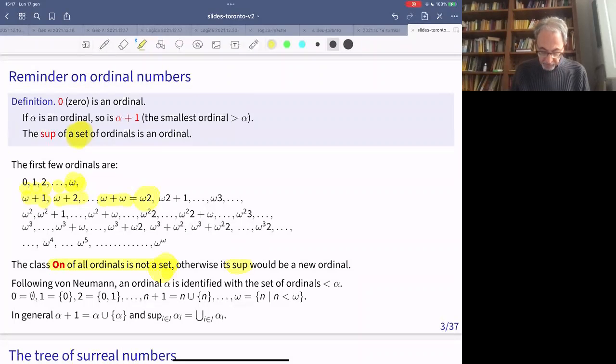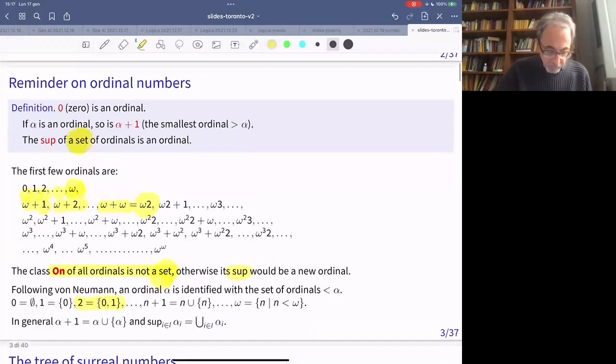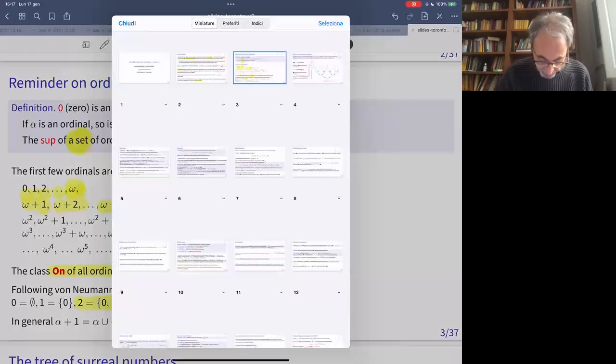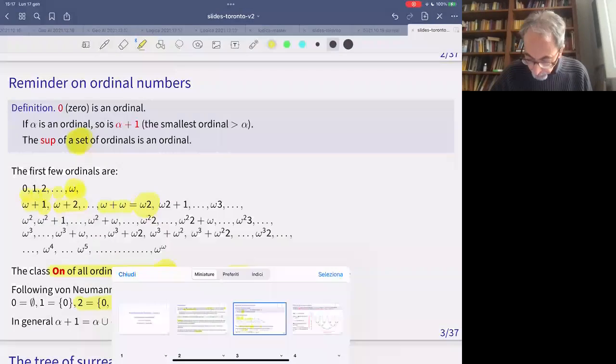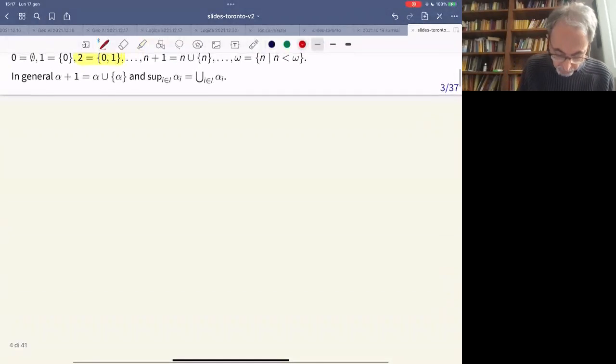You can represent ordinal numbers inside set theory by identifying every ordinal with the set of its predecessors. For instance, 2 is just {0, 1}, but this is not really needed. I mean, you need to know what ordinal numbers are. Now, the surreal numbers, in some sense, are, let me just do an extra slide here, a binary version of the ordinals, surreals.